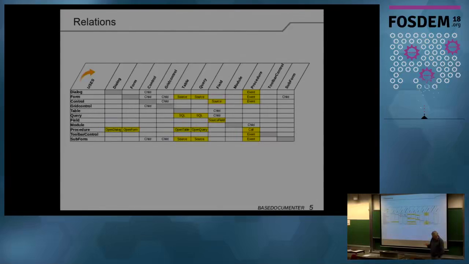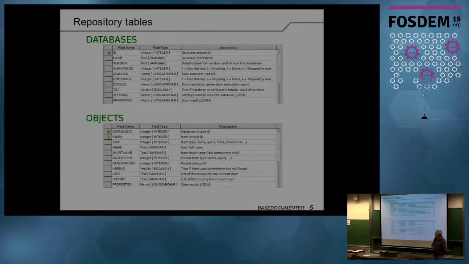Dialogues, forms, controls, which are parts of forms, grid controls that you can have in forms, tables, queries, fields that can be part of tables or queries, and procedures. You have also toolbar controls, and also subforms that are part of forms. The repository is very, very simple. Two tables: a table of databases, a table of objects.